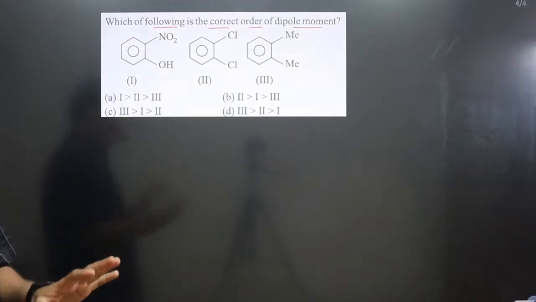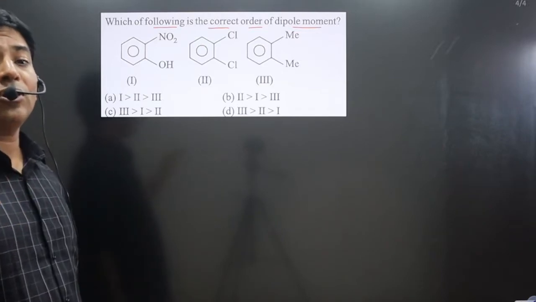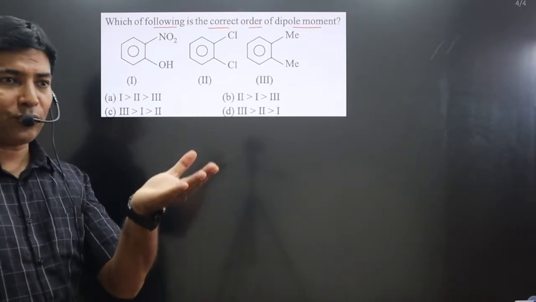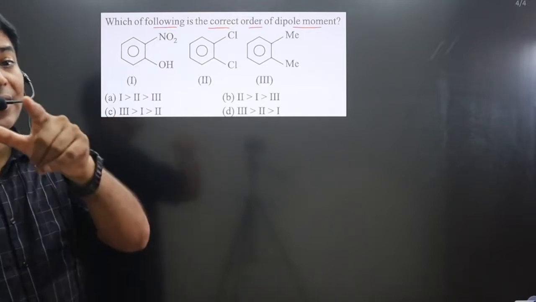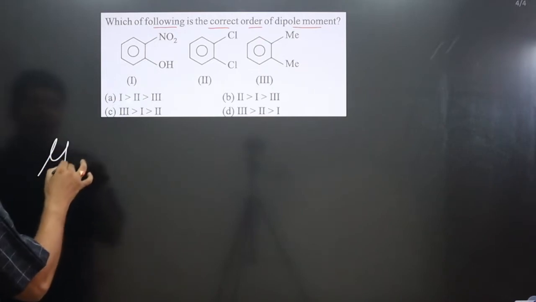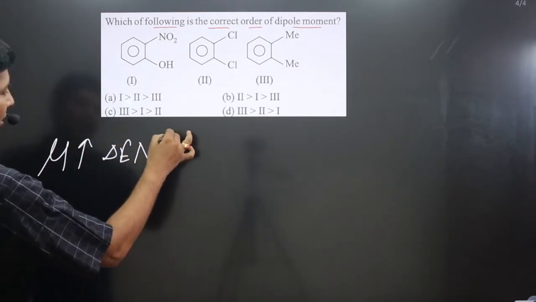We have learned dipole moment is directly proportional to electronegativity difference. Higher the electronegativity difference between the atoms, higher is the dipole moment. Let me write it. Dipole moment increases as the electronegativity difference increases.